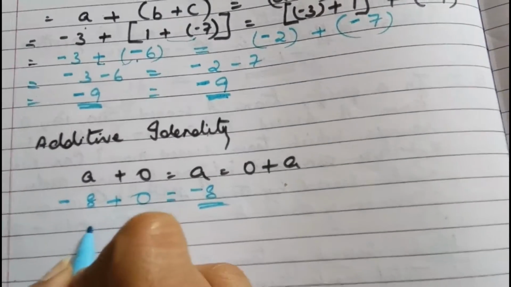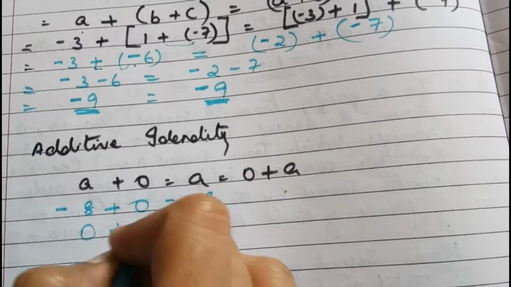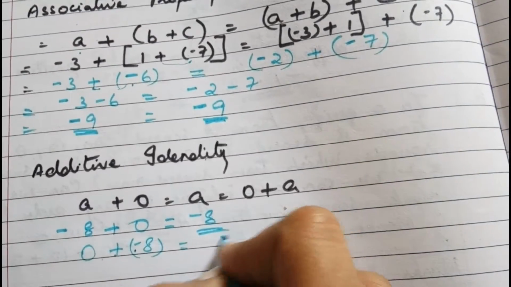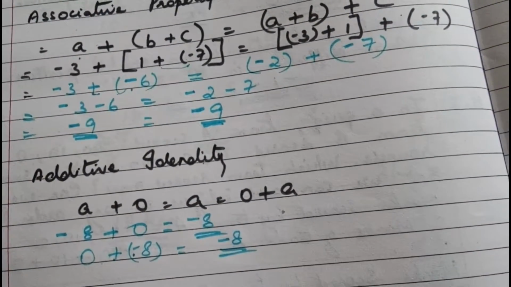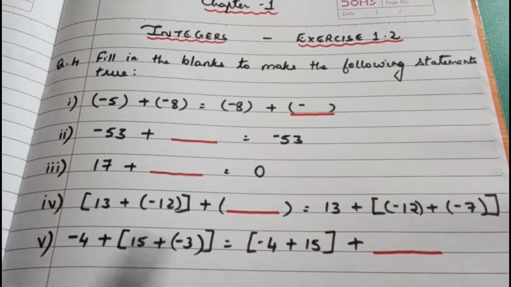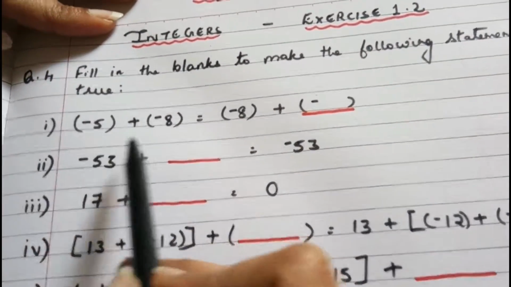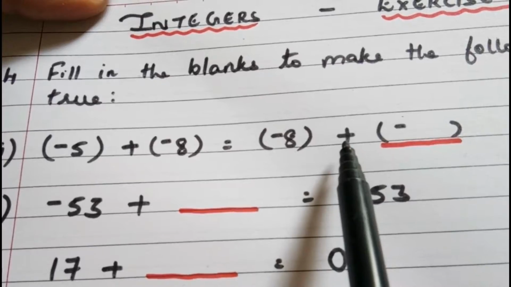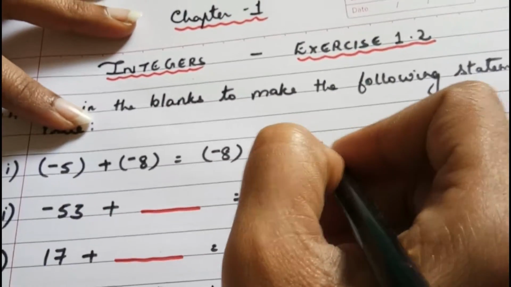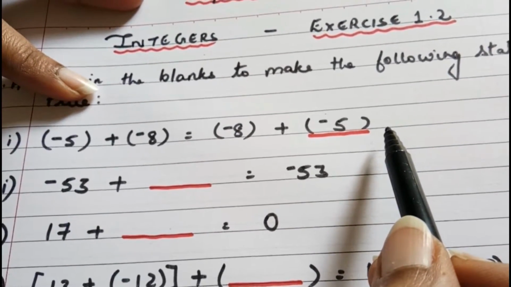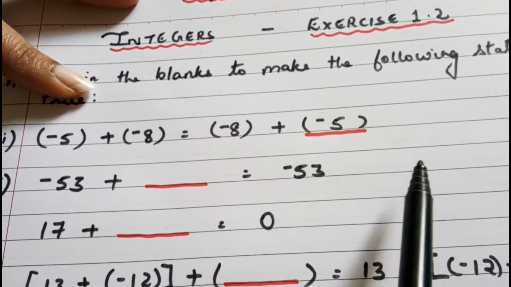Clear? In the same way we can also write this as 0 plus minus 8. Here also plus and minus will be the minus sign. You will get the same answer. Clear? So, understood these three properties. Now let's move to the fill in the blanks of exercise 1.2, which is question number 4. Now see here, minus 5 plus minus 8 is equal to minus 8 plus what? The answer will be minus 5. Now this belongs to which type of property we studied? It is the commutative property, where A plus B is equal to B plus A.